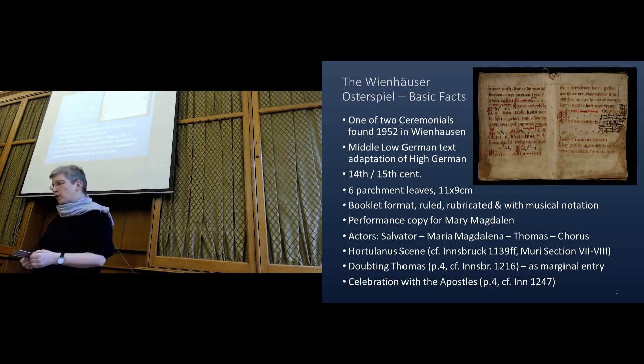And the language reflects a mix of Low German elements. So Wienhausen sits squarely in the Low German speaking area of the Hanseatic League. But we have several High German features like Z instead of T, so Herze instead of Hart, Herte, which indicate that it probably was copied or adapted from an earlier High German version, which might well be as old or even older than the vernacular plays that we have been looking at.